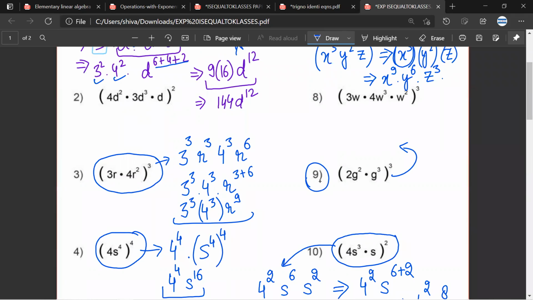We'll multiply 3 by all the indexes. So 2 raised to the power 3, g raised to the power 6 into g raised to the power 9. So we can combine both the g's. So 2 raised to the power 3 into g raised to the power 15.